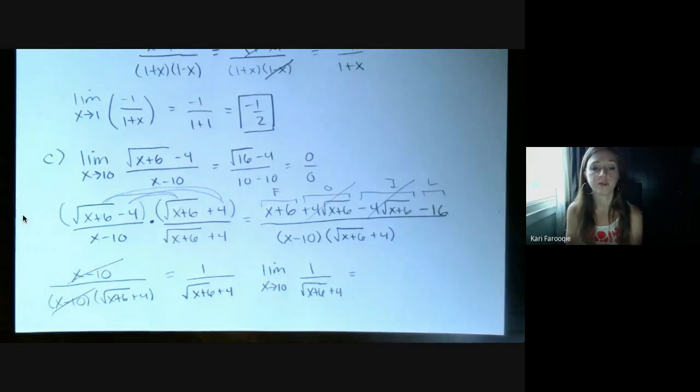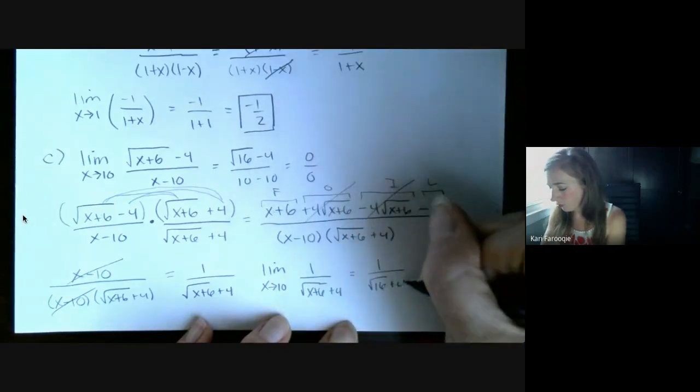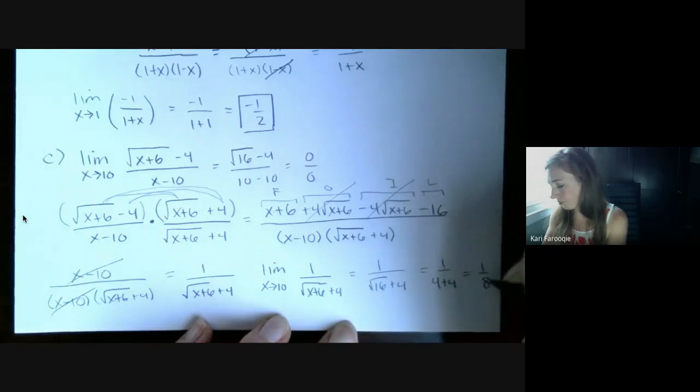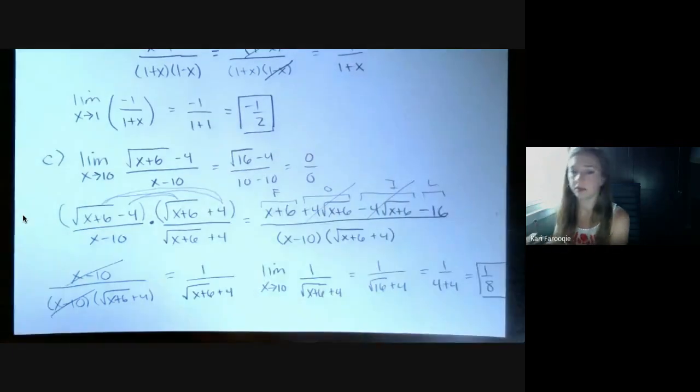So we're taking the limit as x approaches 10 of 1 over the square root of x plus 6 plus 4. And you're going to use direct substitution with the 10. I know it's not a polynomial, but you don't have to keep breaking these down. 1 over the square root of 16 plus 4, and you will get 1/8.